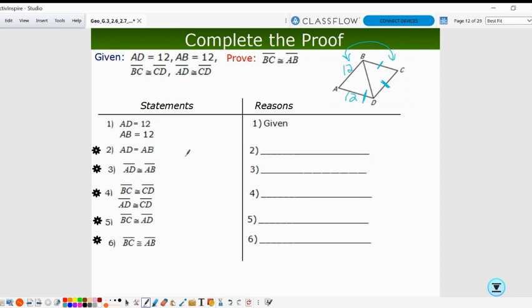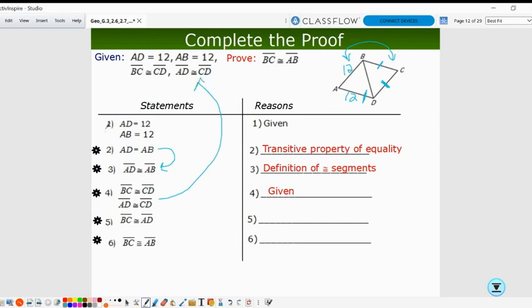Looking at our proof, our first step is that transitive property of equality because of the equal sign. I go from equals to congruence. This is your definition of congruent segments. BC congruent to CD, AD congruent to CD. Where did that come from? Oh, that came from my given statements.